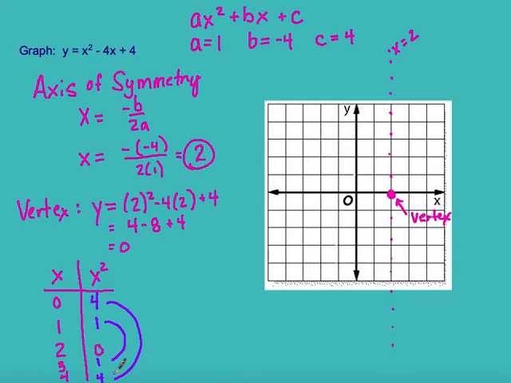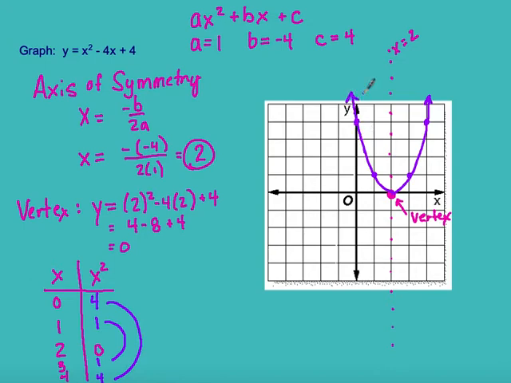So now I'm going to plot those on my graph. So I have 0, 4; 1, 1; 2, 0, which I already plotted; 3, 1; and 4, 4. And you can see that nice parabola shape being built.